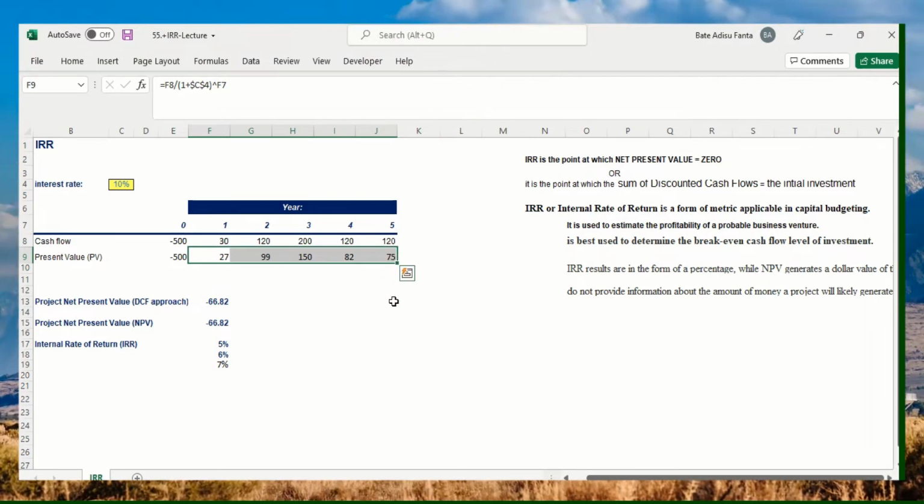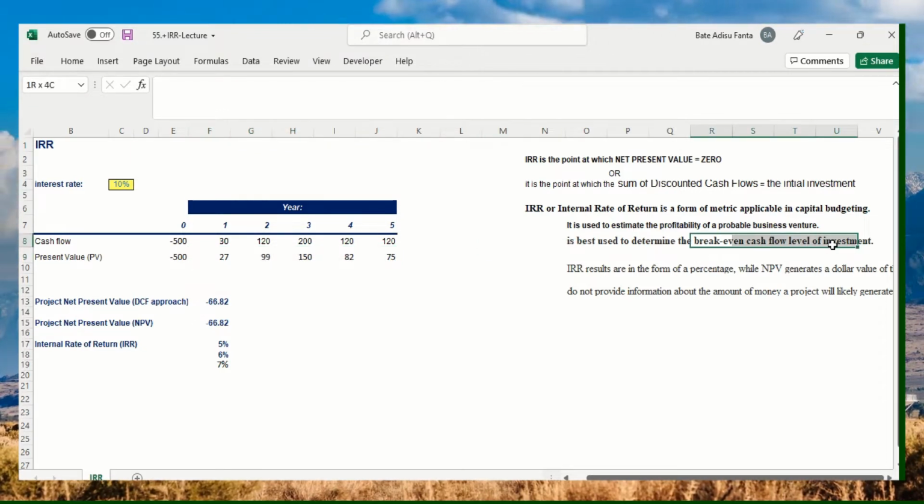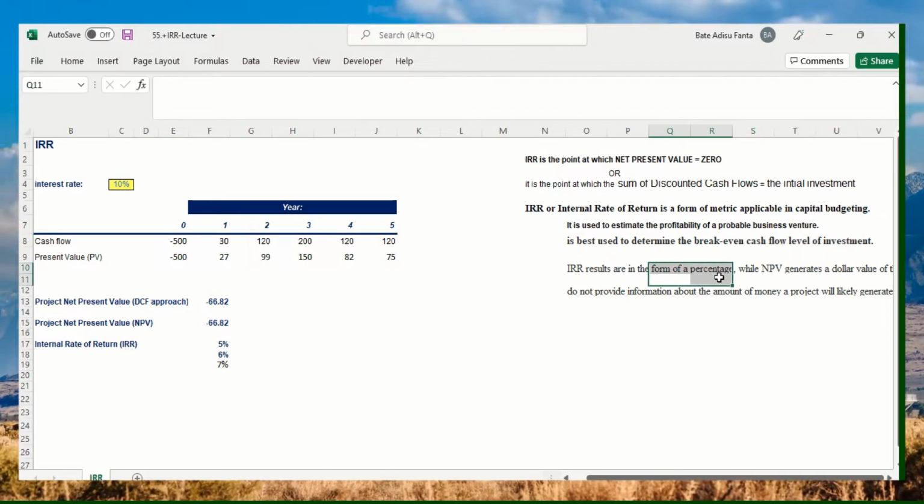So we look for the rate at which the initial investment and the sum of discounted cash flows are equal. That's called internal rate of return. It is used to estimate profitability of a business venture, and it simply helps to determine the break-even cash flow level of investment. With internal rate of return, the result is in the form of a percentage, whereas with net present value, we get a dollar value, as we have calculated in our previous example.